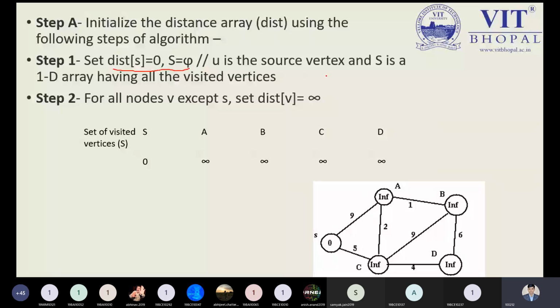So U is the source vertex and S is the one dimension array having the visited nodes. Okay, this is not U, it is S actually; it is a typing mistake. So please keep in mind, S is a source vertex and S is a one dimension array having all the visited vertices. So for all the other nodes, distance B will be infinity. You can see an updated diagram over here. S will keep the information about A and C, so S is directly connected to them.